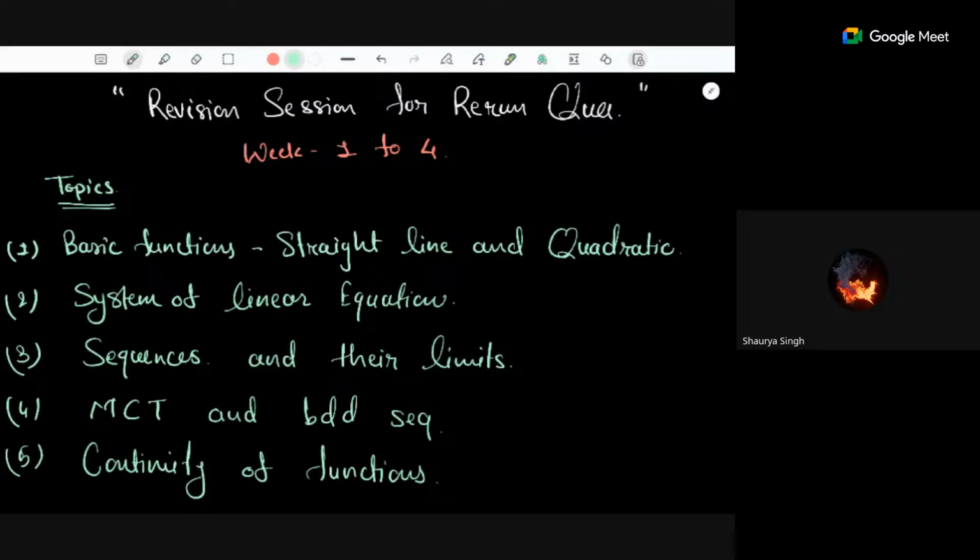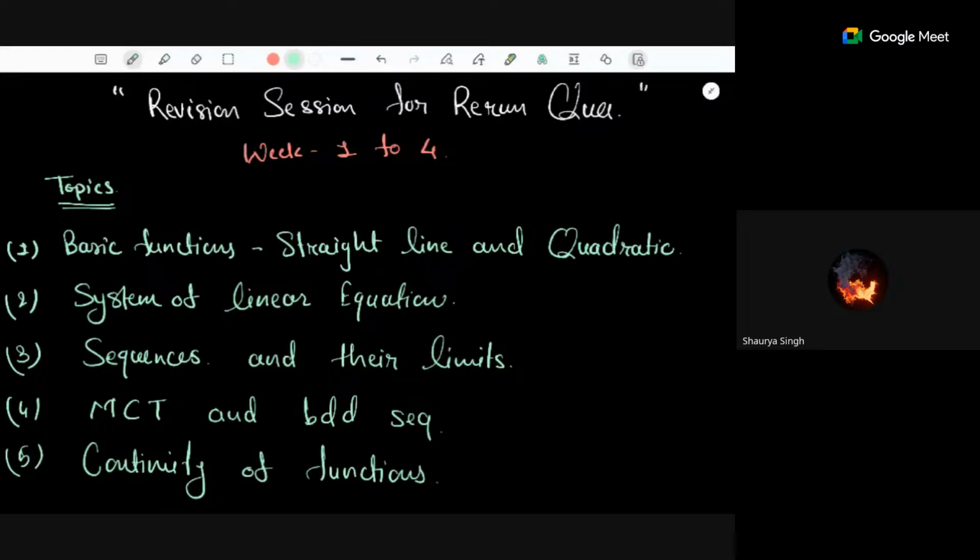The second topic is the system of linear equations. There will obviously be one question from the system of linear equations worth 4 to 5 marks. What you need to do is convert the system of linear equations into matrix representation and then reduce that matrix representation into the required form. That much process we need to learn.